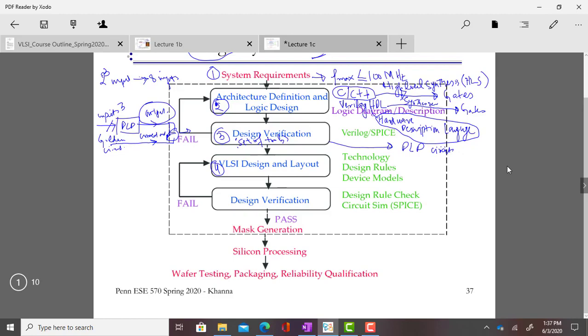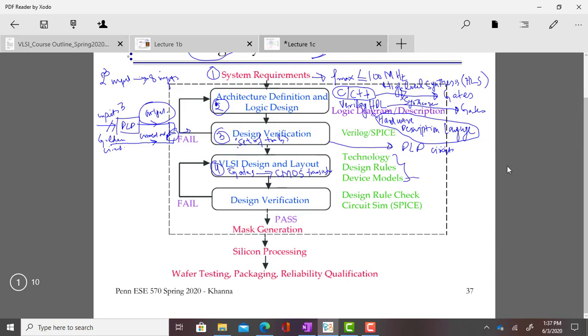Now by VLSI design we mean that we want these gates, which we have from the above steps, to be made of CMOS transistors. So normally, as I told you before, there are several things to consider here.